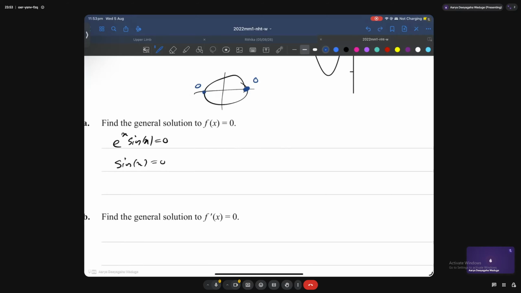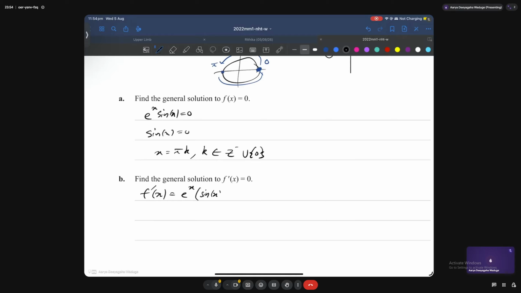Find the general solution to f dash of x is equal to 0. Okay, so we do need f dash of x here. f dash of x will be given by, very simply, the product rule. If you do it, you're going to get this, and we can just say that f dash of x equals 0.